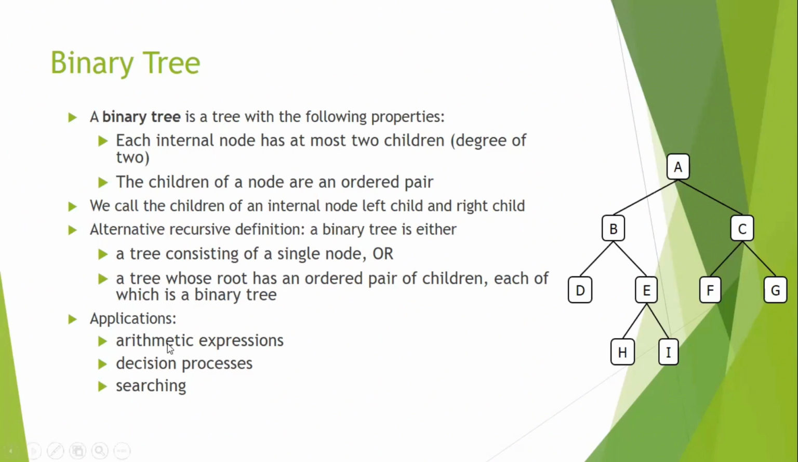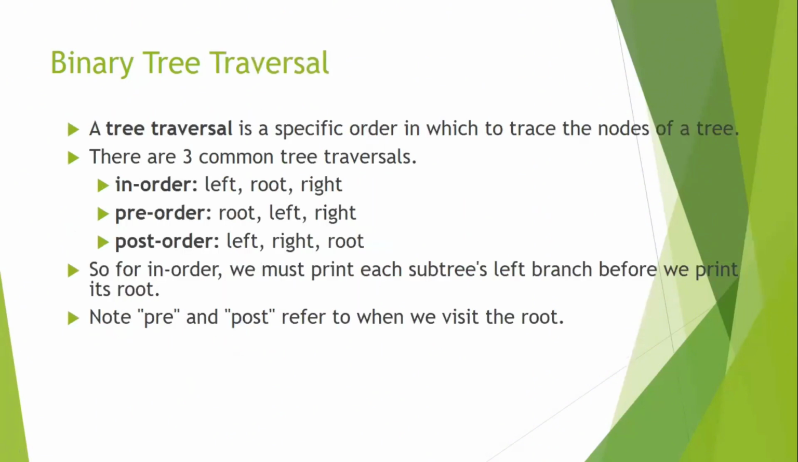So binary trees are used in arithmetic expressions, decision processes, and for searching. When we say binary tree traversal, a tree traversal is a specific order in which to trace the nodes of a tree. And binary tree traversal has 3 common tree traversals. First is in-order, second is pre-order, and the post-order is the third one.